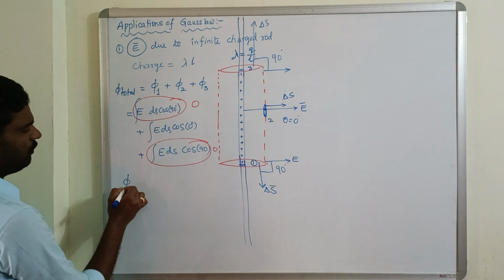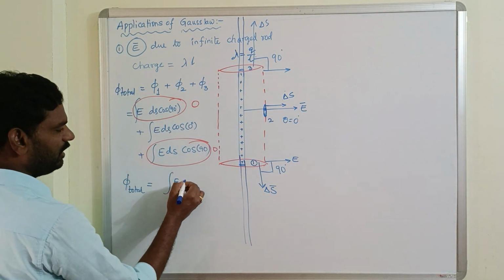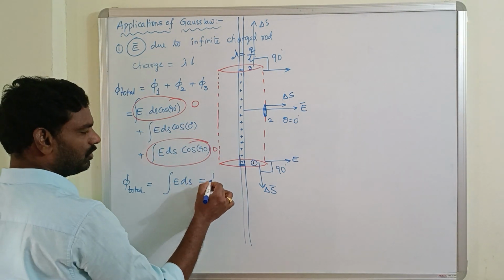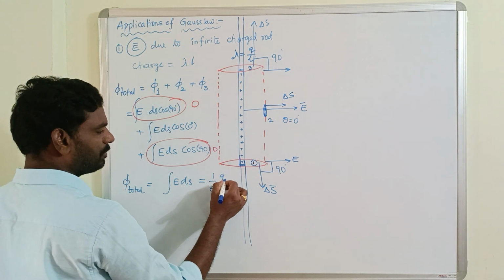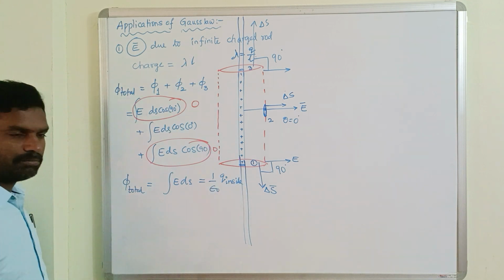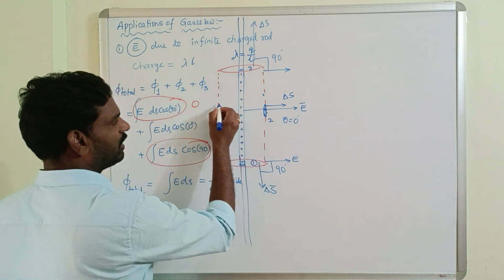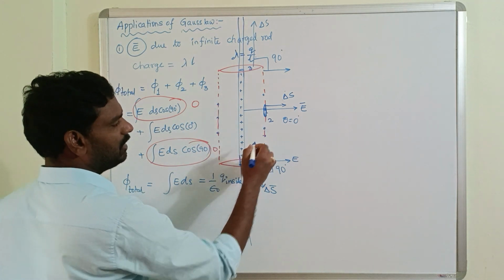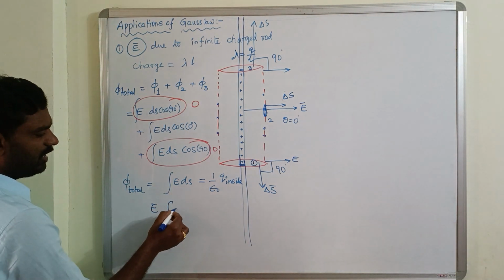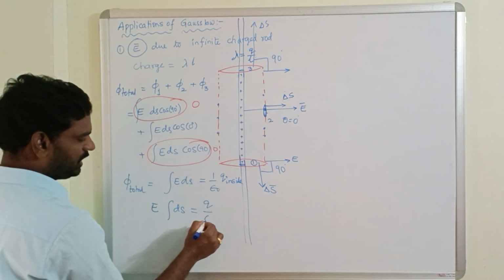So total flux is equal to integral EDS. Cos 0 is nothing but 1. Now total flux, as per Gauss law, is 1 by epsilon naught times the charge enclosed, the charge inside. This is nothing but Gauss law. And we know the electric field is the same everywhere, as all the points are equidistant. So we can take the electric field as common: E integral ds is equal to the charge enclosed, Q by epsilon naught.